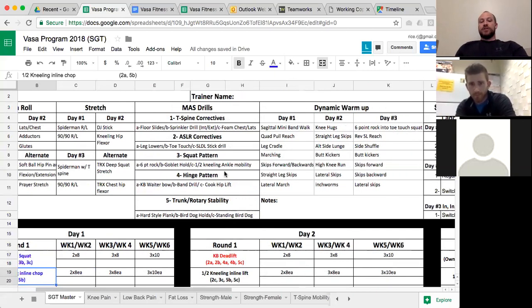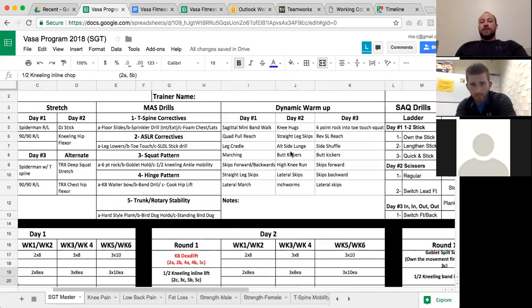So anyway, moving on from there, you've got day 1, day 2, day 3, dynamic warm-up. We kind of talked through this, right? We're trying to raise the tissue temperature. We're trying to get them in multiple planes of movement. We're trying to mimic things that they will be doing in the lift. If we've got a lot of single leg stuff, we'll do a lot of things like marching, skipping, single leg skips, those sort of things.